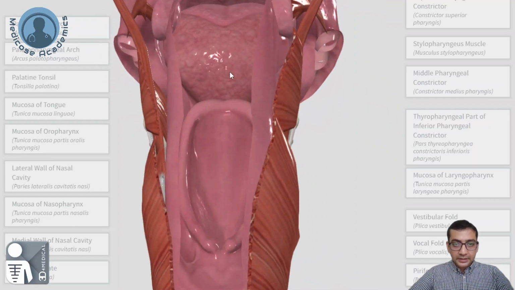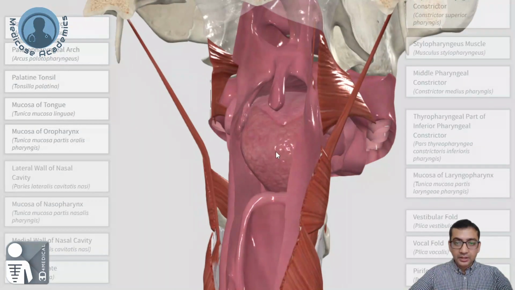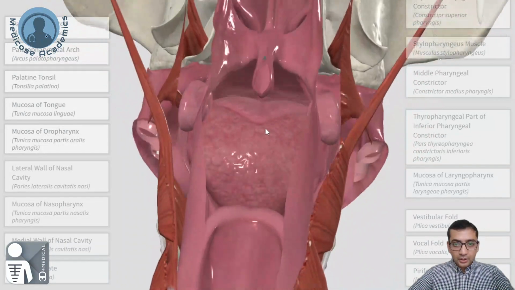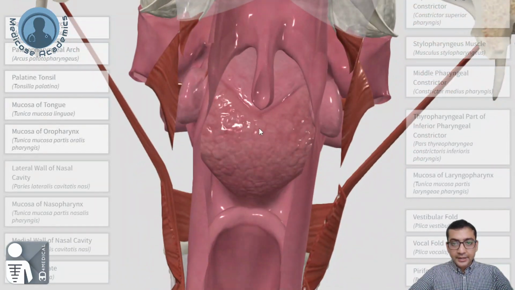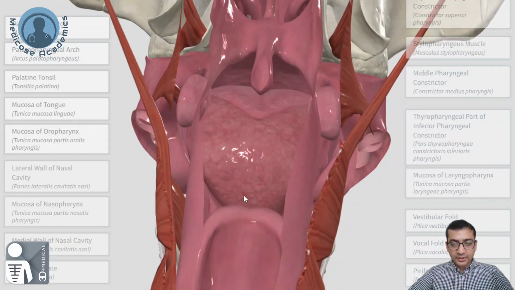On the top, this is the tongue. This is the mucosa of the tongue you are seeing. This is the posterior one third of the tongue that is shown with a lot of lobulations, and on the top, this will be the anterior two thirds. This is the junction between them.